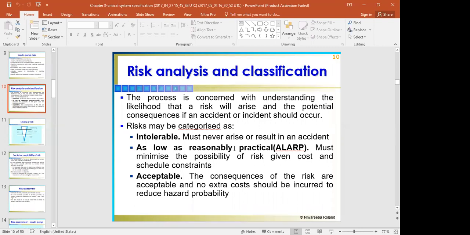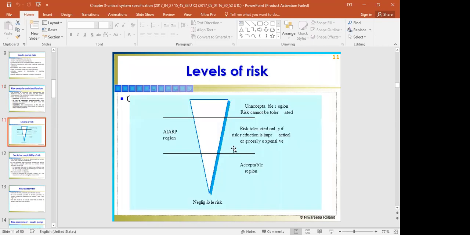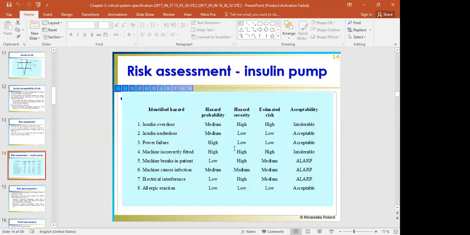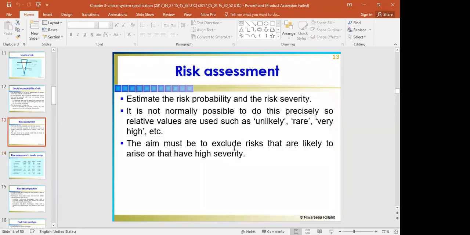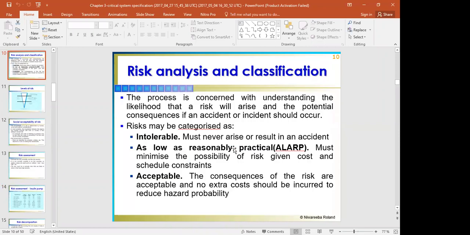Okay, a very good example is an overdose of insulin. That's an example of an intolerable risk. If I go to this, you can see there, number one, insulin overdose. At the end there, the acceptability is intolerable. So an example of a category of acceptability of risk as being intolerable is an insulin overdose.